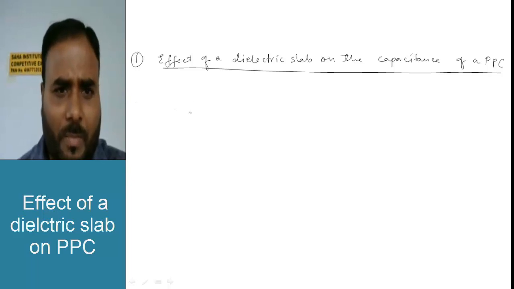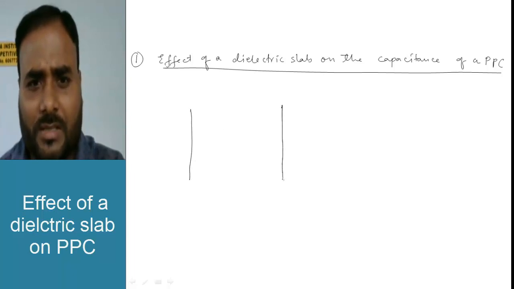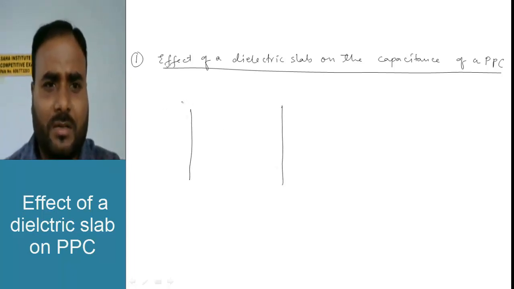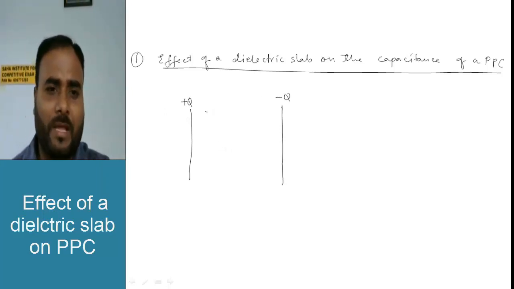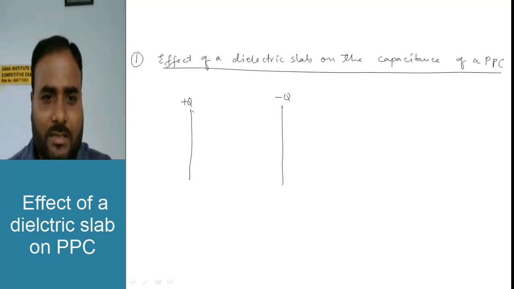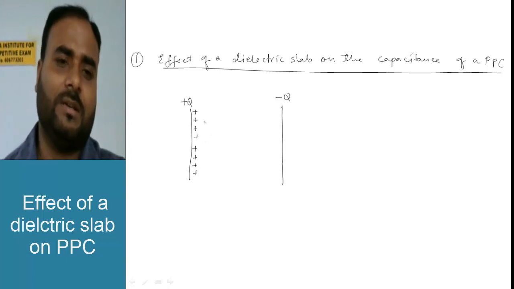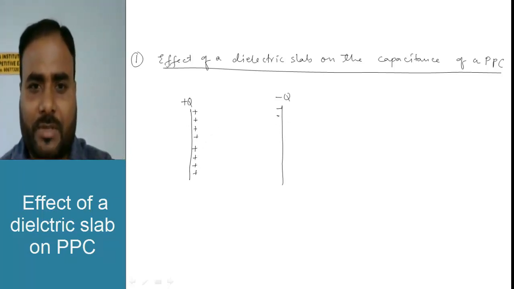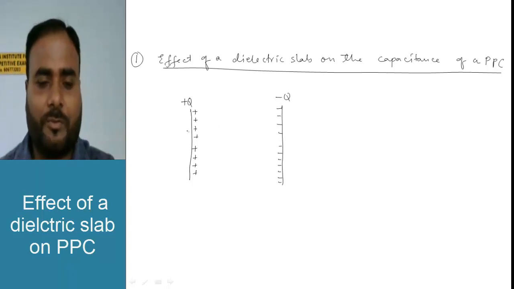So let us first of all make a parallel plate capacitor. We know that it consists of two plates having charge plus q and minus q on them, and this plus q charge, remember, is distributed in the inner face of the left plate, and the negative q charge is distributed in the inner face of the right plate. Okay, and the charge on the outer face of a capacitor is always zero.